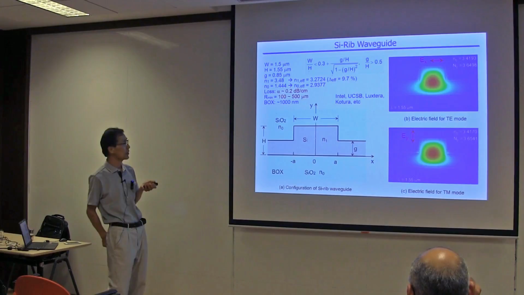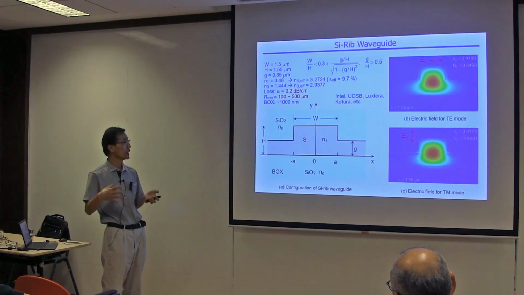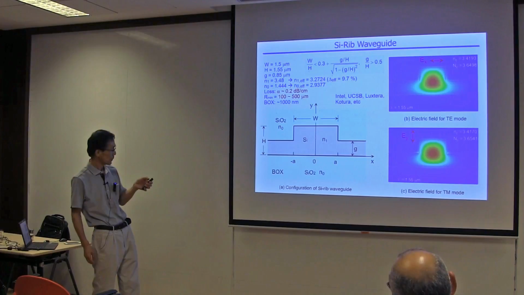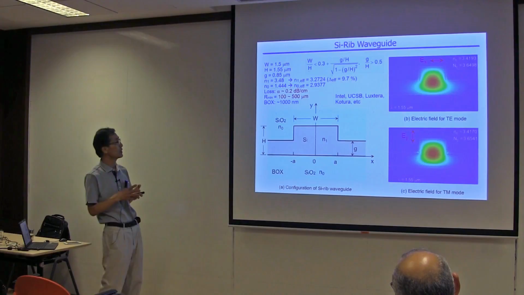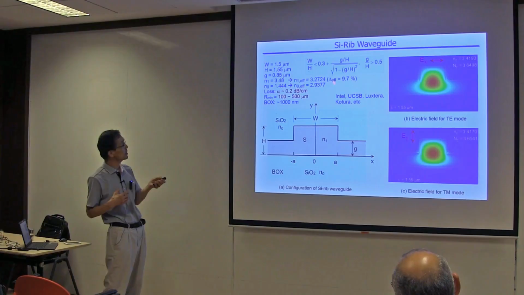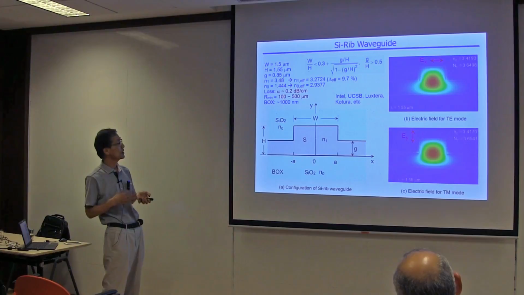In order to use them for passive waveguides, something like MZI or AWGs. But if these W, H, and h parameters satisfy these two conditions, this rib waveguide can be single moded. So W can be very large, but if these three parameters satisfy these conditions, it can be single moded. So this is the advantage of silicon rib waveguides.